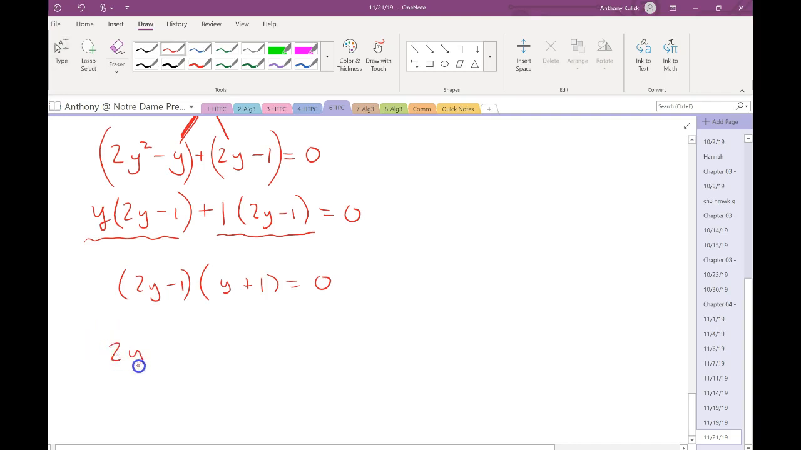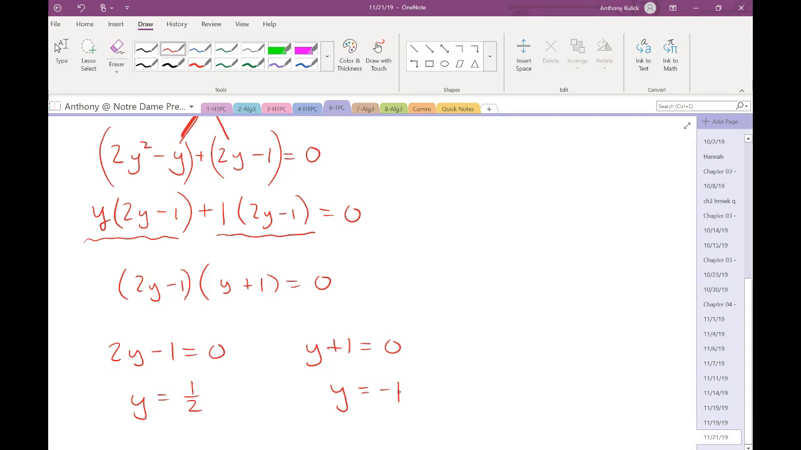I set each of those factors equal to 0. Very good. So the first one we can add 1 and then divide by 2. And the second we can subtract 1 from both sides. Are we done? No. We are not. Why aren't we done?